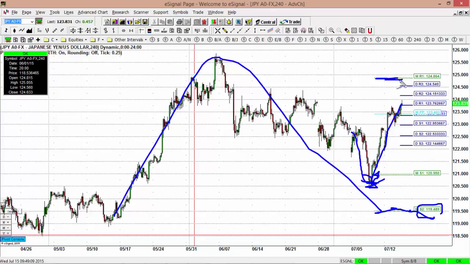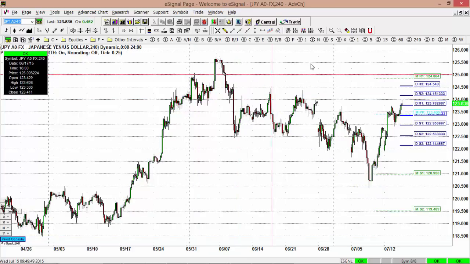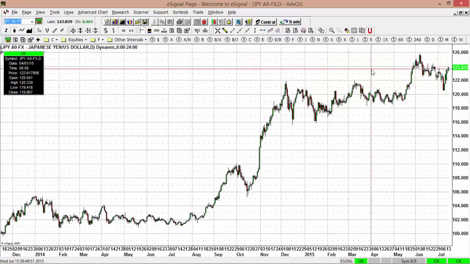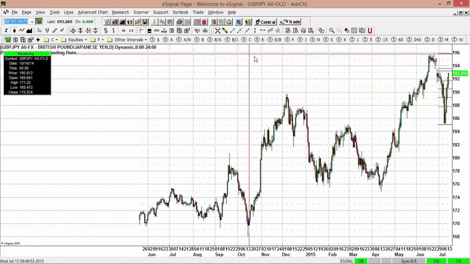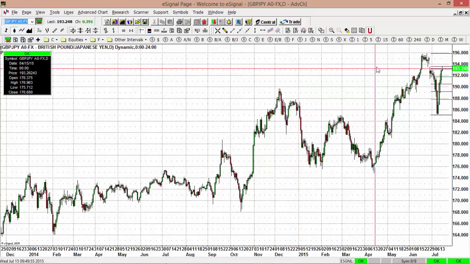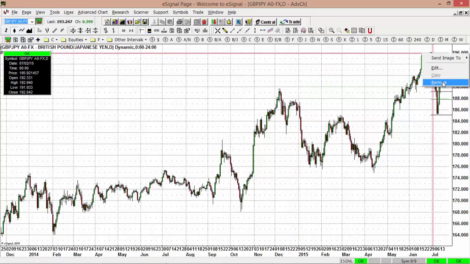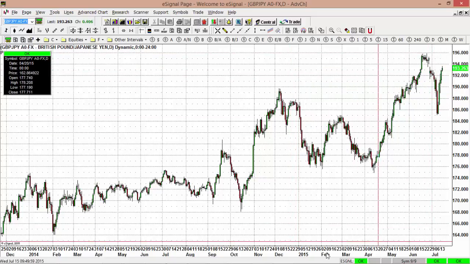Now, resistance will be at the monthly R1, which is at 124.84. That's some medium-term resistance, along with these swing highs up at 124.50. We have some swing highs here. These areas could act as resistance in the market, in this USD Japanese yen. Another market that is doing very well, and we continue the theme, is this British pound versus the Japanese yen.